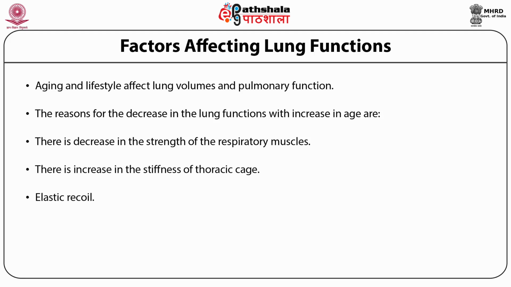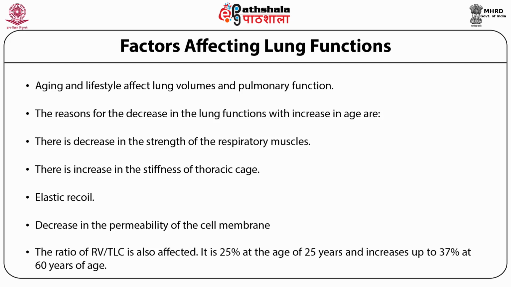There is an increase in the stiffness of the thoracic cage with age. Besides, there is a decline in the permeability of the cell membrane. Among all, the residual volume is most affected due to aging. The residual volume is 1.5 liters at the age of 25 years and it reaches up to about 2.2 liters by the age of 60 years.